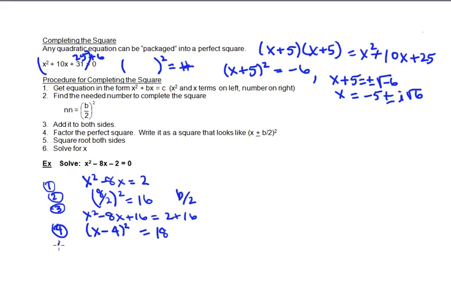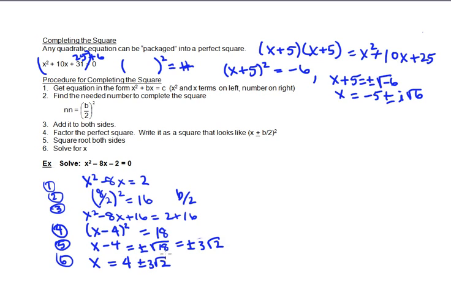And now we're going to finish this by using the square root method. Step 5 says to take the square root of both sides. So we have x minus 4 is equal to, and we do need to get positive or negative square root of 18. And we can simplify that by making it plus or minus 3 root 2. So when we isolate the x, finally solving it completely, we get x is equal to, adding 4 to both sides, positive 4 plus or minus 3 square root of 2.